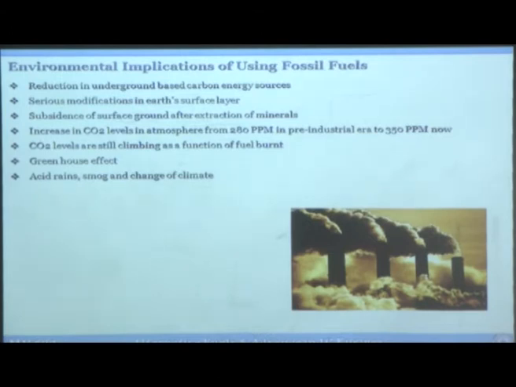What are the implications if we keep on using these fossil fuels? First, it leads to a reduction in underground carbon stock. Essentially, you are removing the carbon, so the stock below the earth will actually reduce. It leads to serious modifications in Earth's surface layer and atmosphere. Why? You put CO2, you put oxides of nitrogen, you put oxides of sulfur, you put carbon monoxide, all kinds of gases. Then most of these fuels you are extracting through the process of mining. Now when you do mining, not everything is really what you are looking for. A lot of undesirable things also come out.